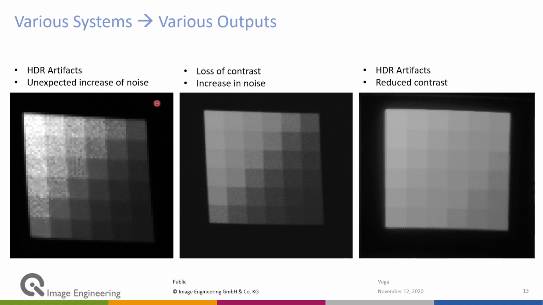You would not usually expect it from a single exposure image, something like this, but HDR images often introduce such behavior or such artifacts. In both examples in the middle and on the right, we see there is also an increase in noise, and there is a very strong reduction in contrast, which we can see here. And loss in contrast may be translated to loss in detection.